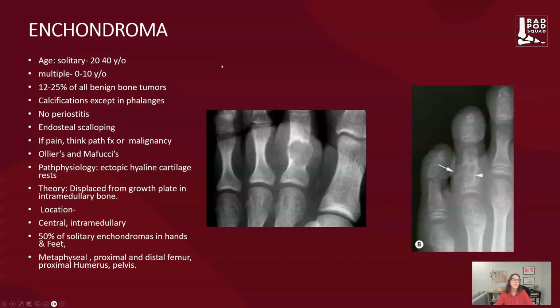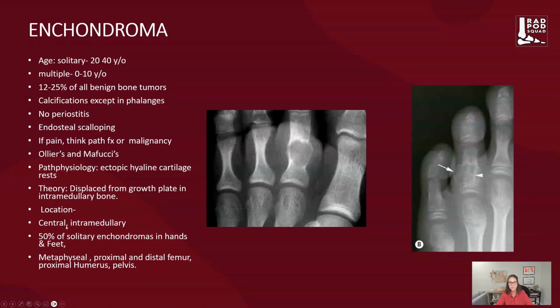Enchondromas, extremely common. Solitary lesions. We can see them multiple in the younger age categories in certain types of multiple chondromatosis patterns. Calcifications can occur except when they're in the phalanges. When they're in the phalanges, we don't always see mineralization, and that's okay. If we're thinking about multiple versions, Ollier's having multiple enchondromas, or Maffucci's having multiple enchondromas and hemangiomas. And this is essentially ectopic hyaline cartilage rests within the lesion.